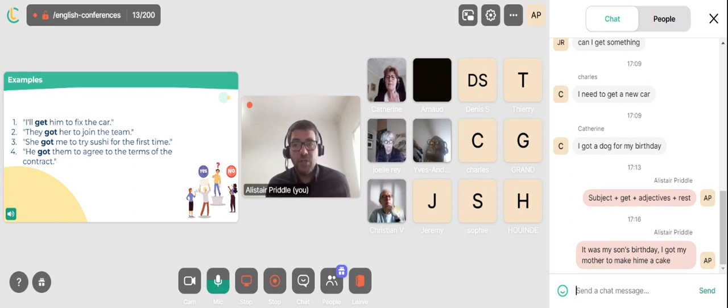Number 3, she got me to try sushi for the first time. Number 4, he got them to agree to the terms of the contract.